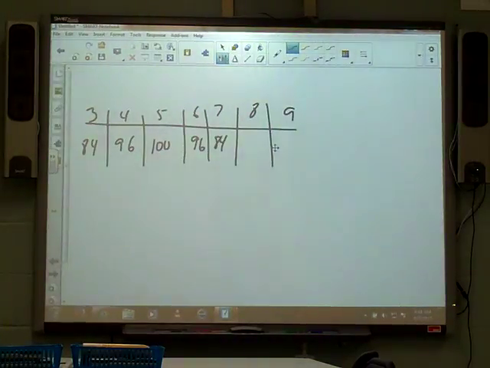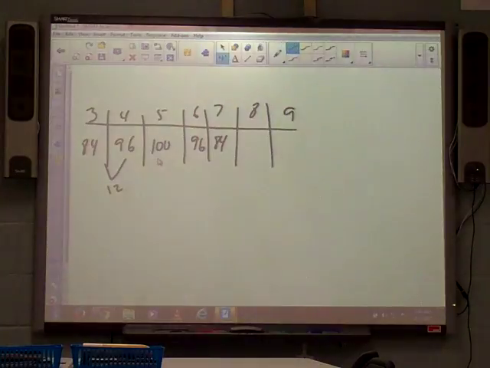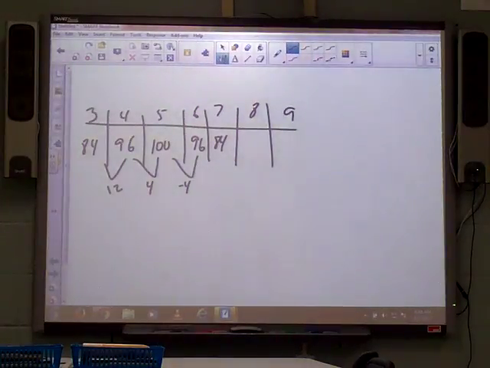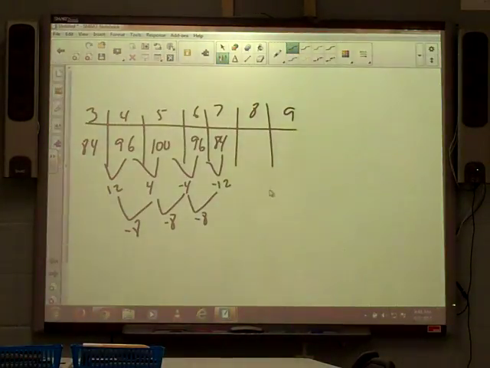Okay, so we got to try to see if we can see what might be happening in the pattern. We know it's quadratic, it's not linear. So what I'm looking at here, this one would have a difference of 12. This one will be 4. This one will be negative 4. Is that one negative 12? Yeah. Okay, so then these differences: negative 8, negative 8, negative 8. So that's what I've got to do, is figure out what would get me a negative 8 on the next one.